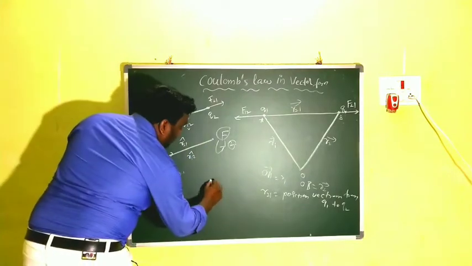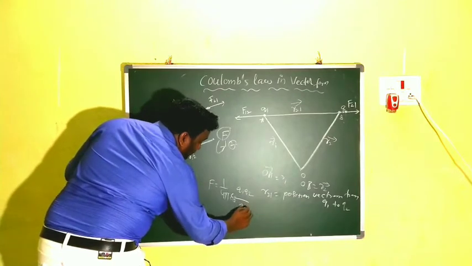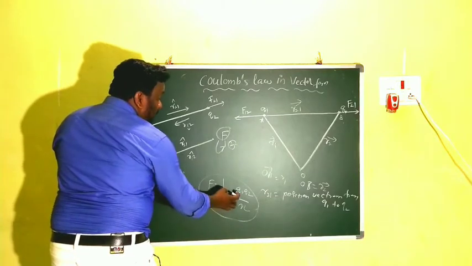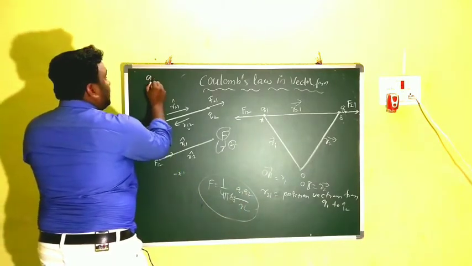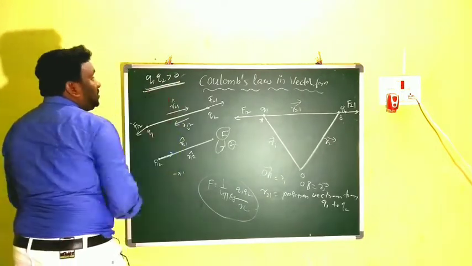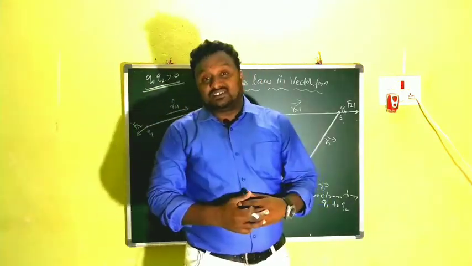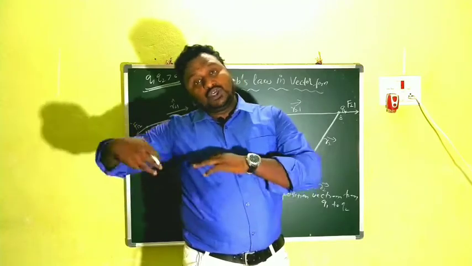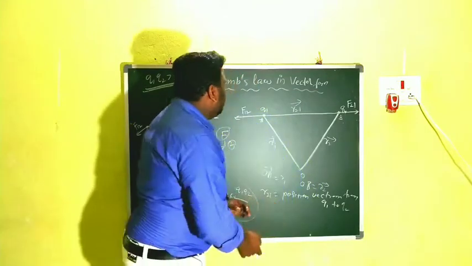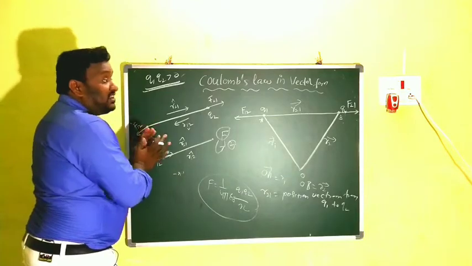Now look at this diagram. Already we know the general formula: 1 by 4 pi epsilon naught, Q1 Q2 by R square. This is the formula in scalar form. In that equation, if the product of Q1 and Q2 is greater than 0, then Q1 and Q2 must be like charges. Either Q1 is positive and Q2 is also positive, or Q1 is negative and Q2 is also negative.